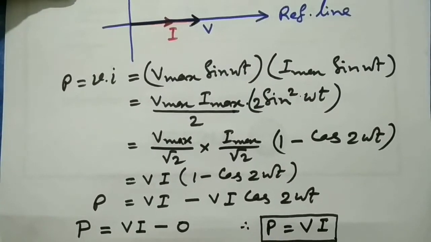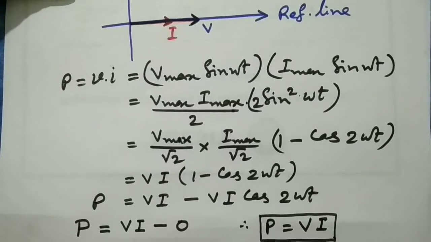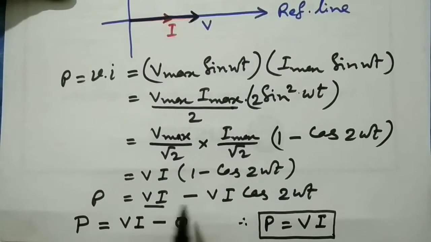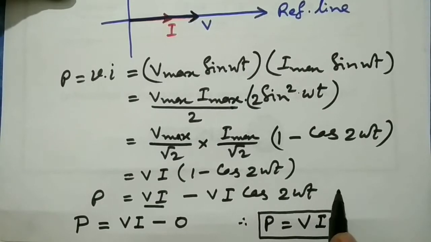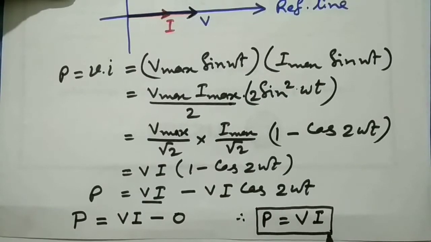The power for an electrical circuit is always considered as the average power. So if we find the average of the terms, then the first term is constant, so it will be the same, that is V into I. But the second term depends upon time, so over a complete cycle, the average value of this will be equal to 0. So finally, the power will be equal to V into I.